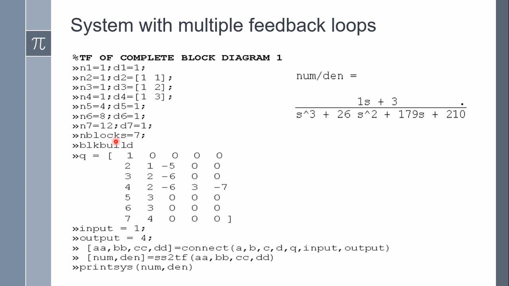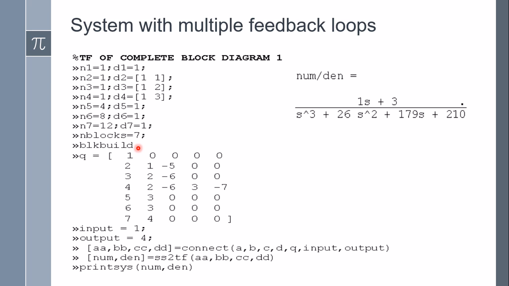Then we give the input of how many blocks are present in the system. Totally 7 blocks are present, so we define nblocks equal to 7. Then I call the command blkbuild, which is going to develop a block diagram for all the systems. From the first 7 lines I have given the inputs regarding the system. In the 8th line I have given how many blocks are available, and I called upon the blkbuild function.